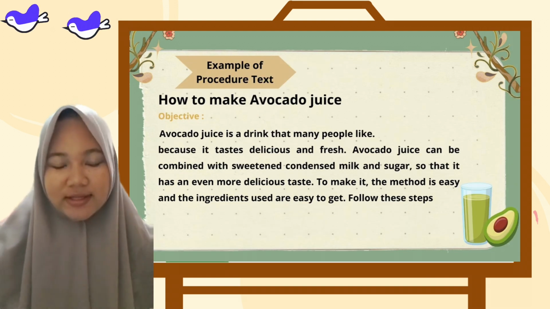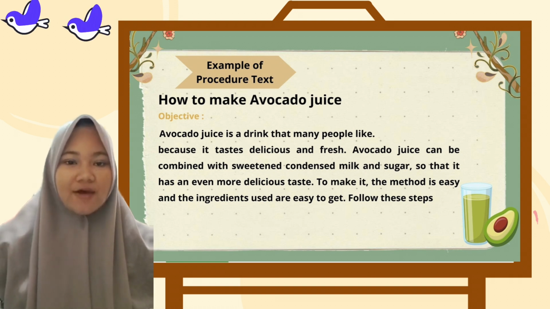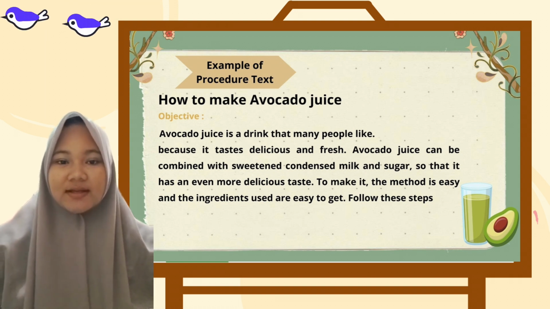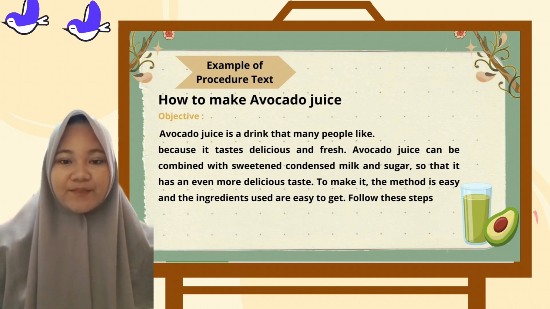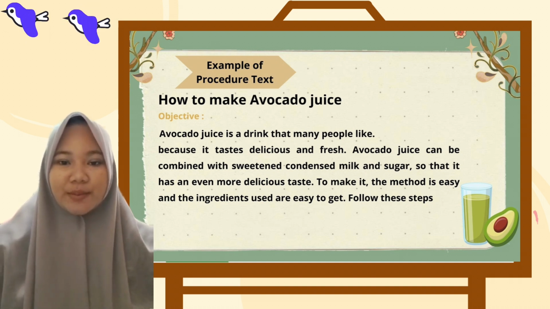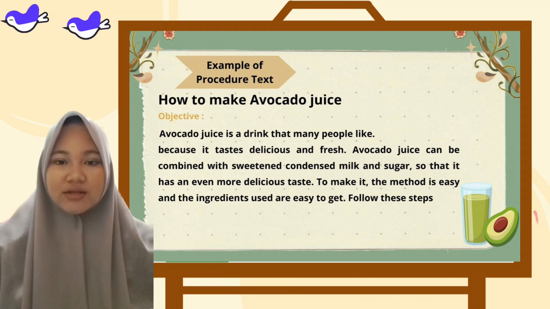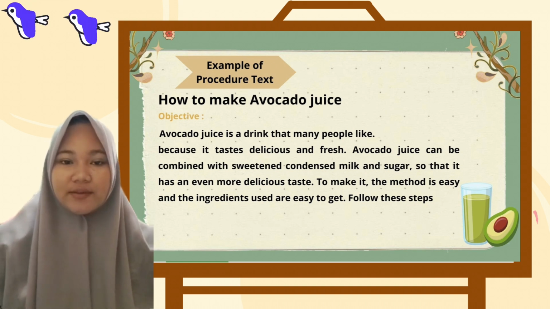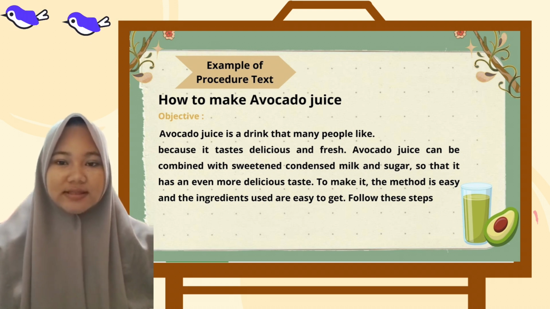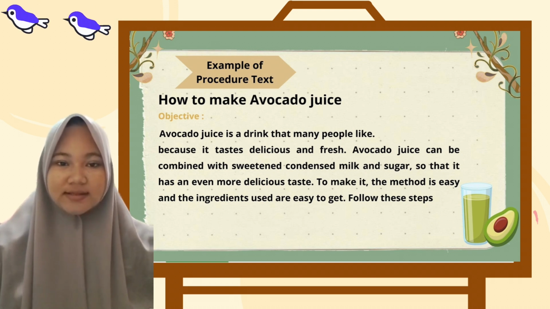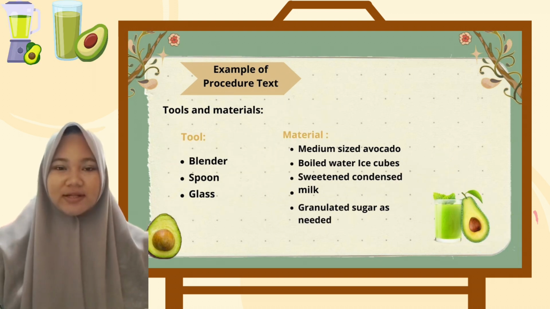Example of procedural text. How to make avocado juice. Objective: avocado juice is a drink that many people like because it tastes delicious and fresh. Avocado juice can be combined with sweetened condensed milk, milk, and sugar, so that it has an even more delicious taste. To make it, the method is easy and the ingredients used are easy to get. Follow these steps.